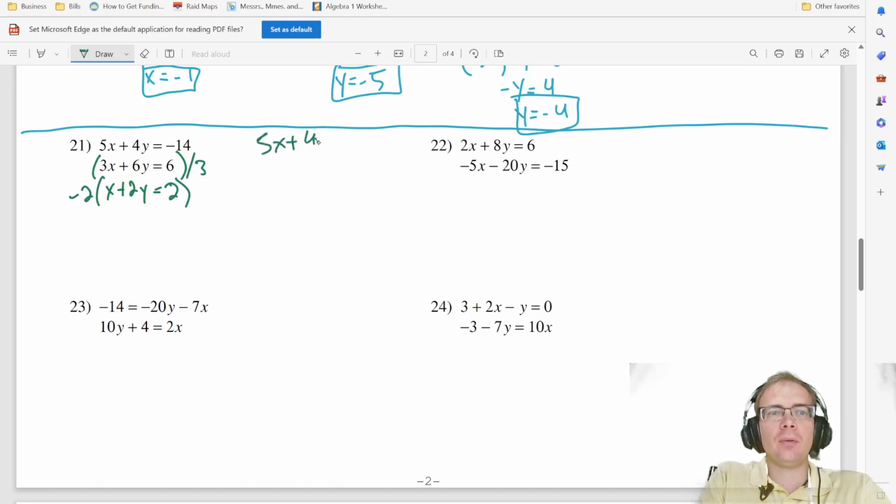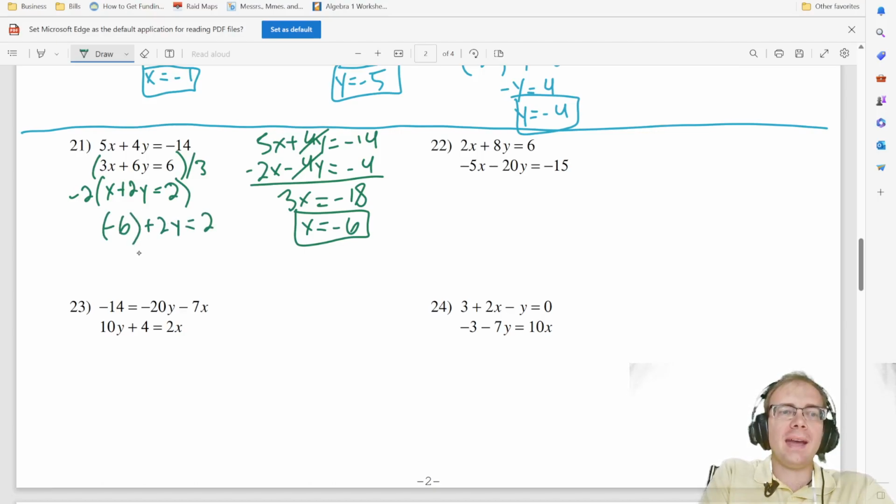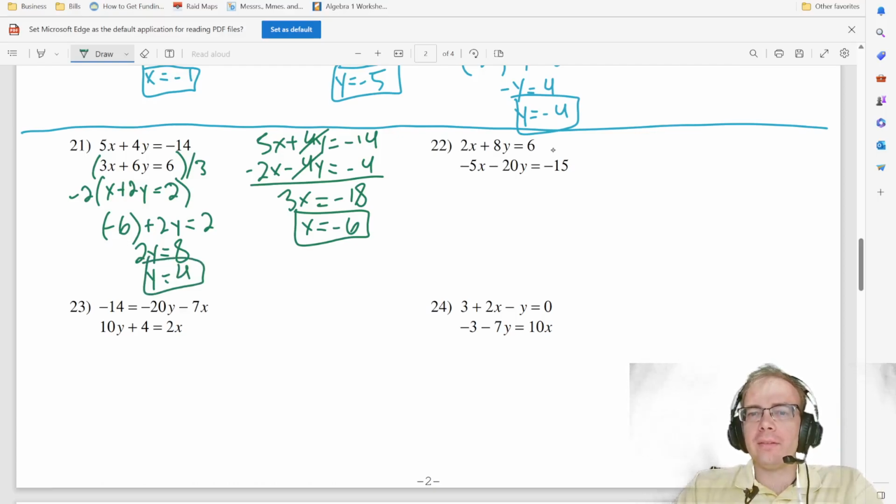All right, so 5x plus 4y, negative 14. Negative 2x minus 4y equals negative 4. Slash. 5 minus 2 is 3. Negative 14 and negative 4, so I'm adding up the 2 negatives. It's going to be negative 18. X is equal to negative 6. Here we go. And then we plug it in. Plus 2y equals 2. Add 6 to both sides. And then divide by 2. There we go. Looks like both of these divide by stuff. That's kind of nice. Let's do it. Divide by 2.